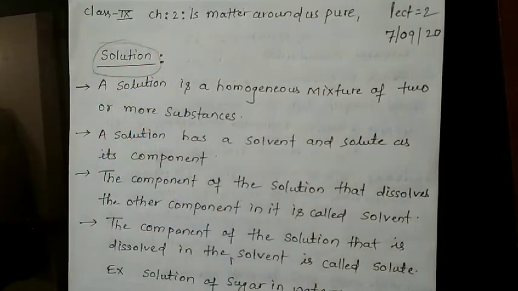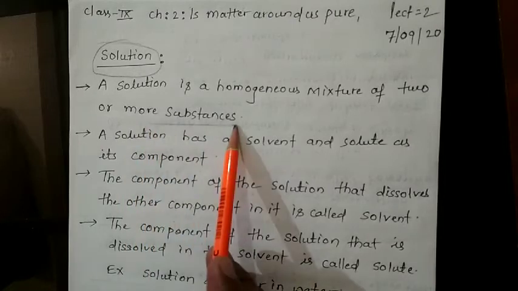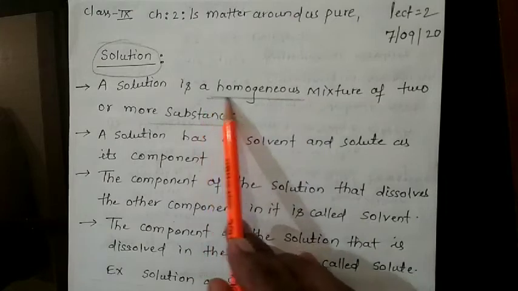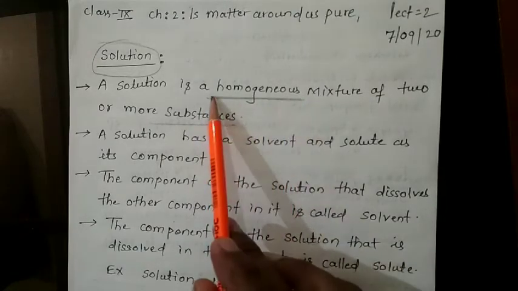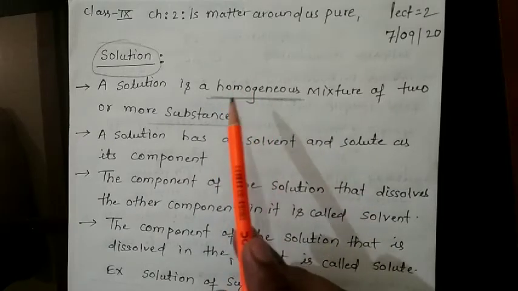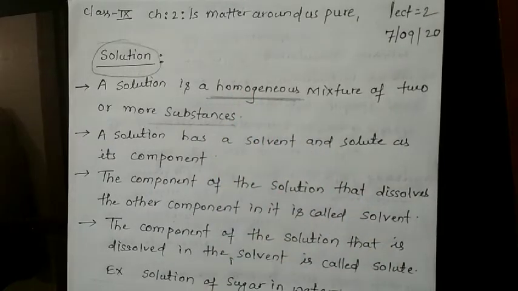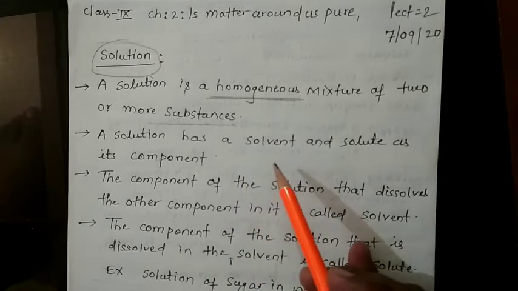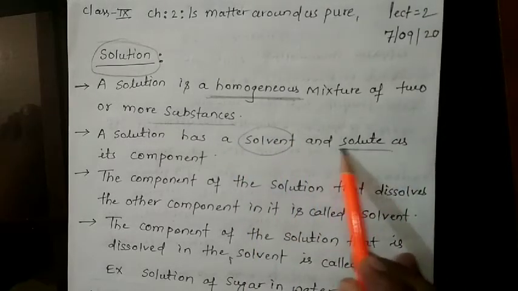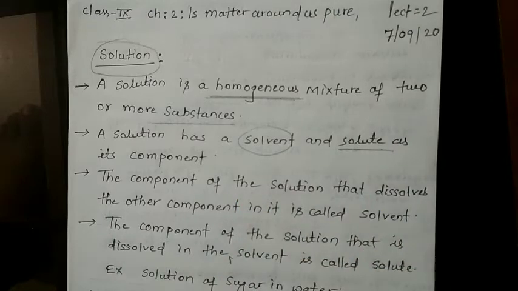a solution is a homogeneous mixture of two or more substances. It is also a homogeneous mixture. Homogeneous mixture means a mixture in which the components are completely and uniformly distributed. Okay, so a solution has two components in it. First is the solvent and the second one is the solute.